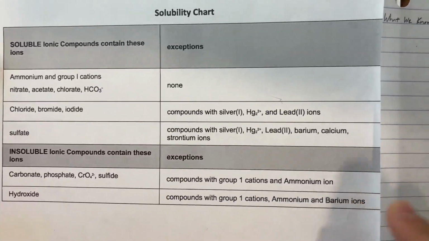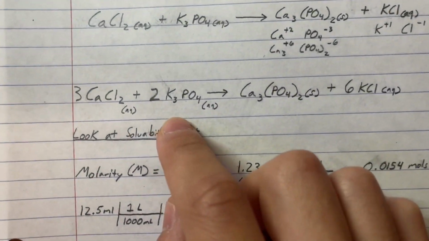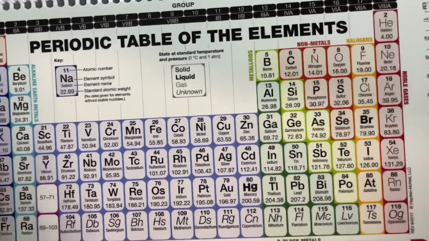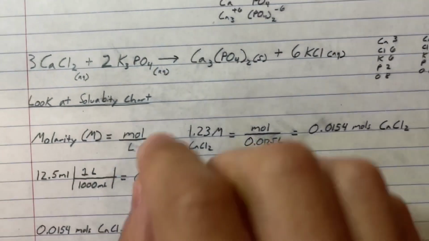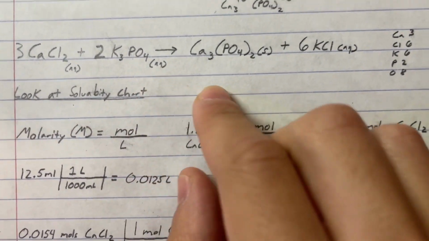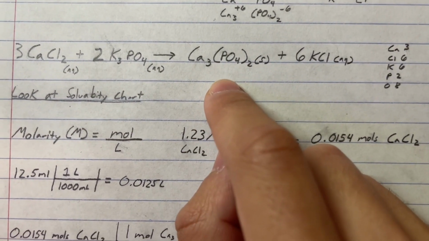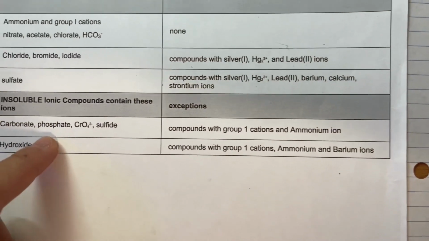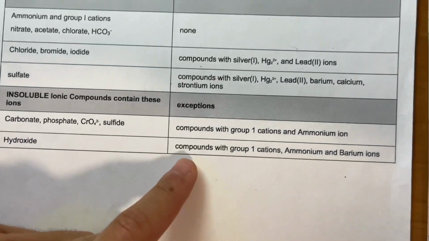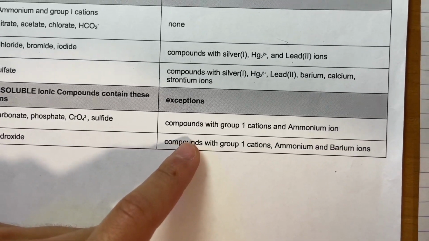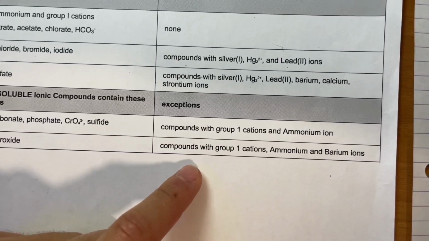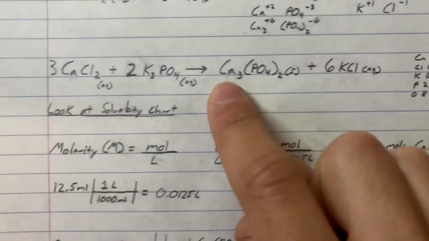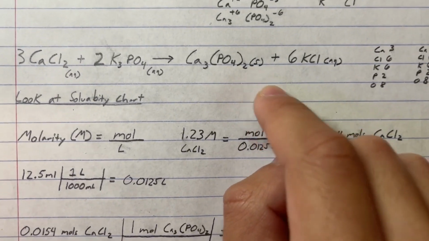an ammonium ion. So looking at this one, potassium, if you look at your periodic table, is a group 1 cation. So it is an exception, it will dissolve. And that's why you write aqueous here. Going through the same process, just looking at phosphate, and then with right here, phosphate, and seeing that it is not calcium, which is what it's combining with, is not an exception. See, that's why it is solid.